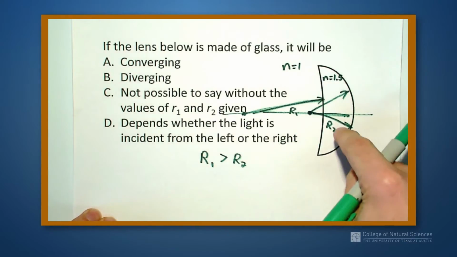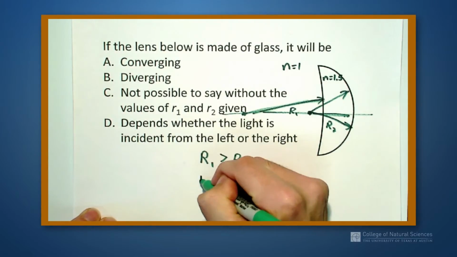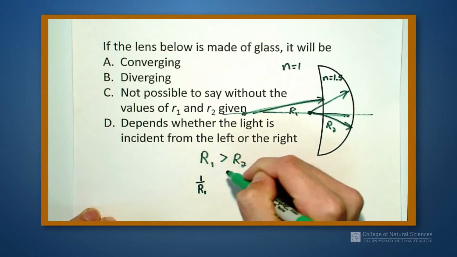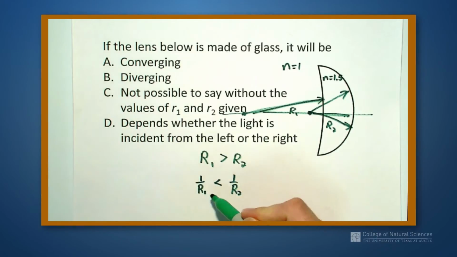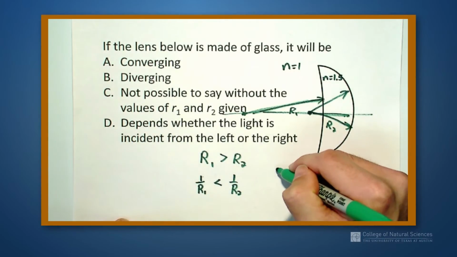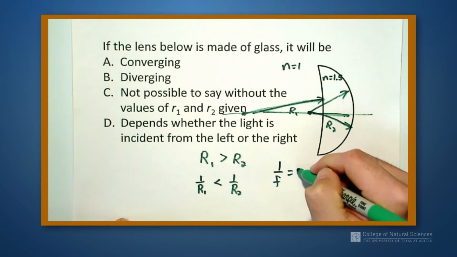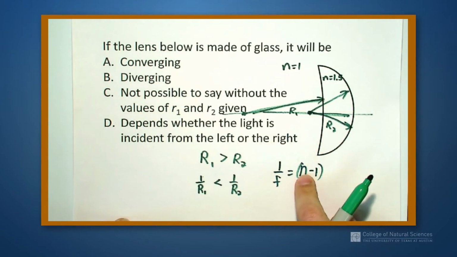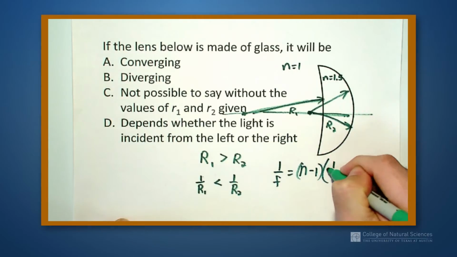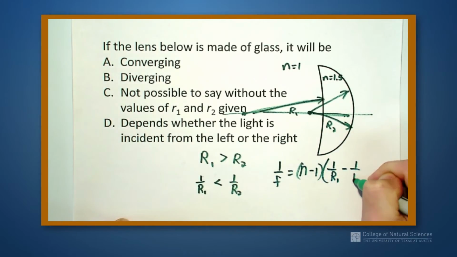If we know that R2 is smaller than R1, then we can say that 1 over R1 is actually going to be smaller than 1 over R2. A large number is bigger than a small number. 1 over a large number is smaller than 1 over a small number. So when I look at the lens maker formula, my focal length is going to be n minus 1, assuming I go from index of refraction of glass to air, 1 over R1 minus 1 over R2.